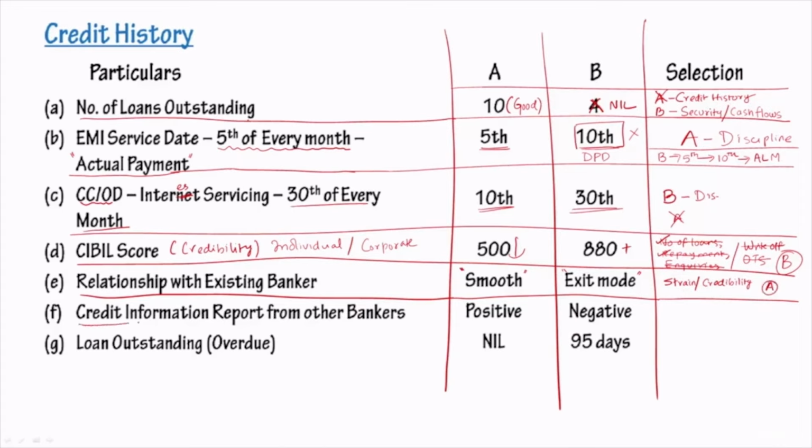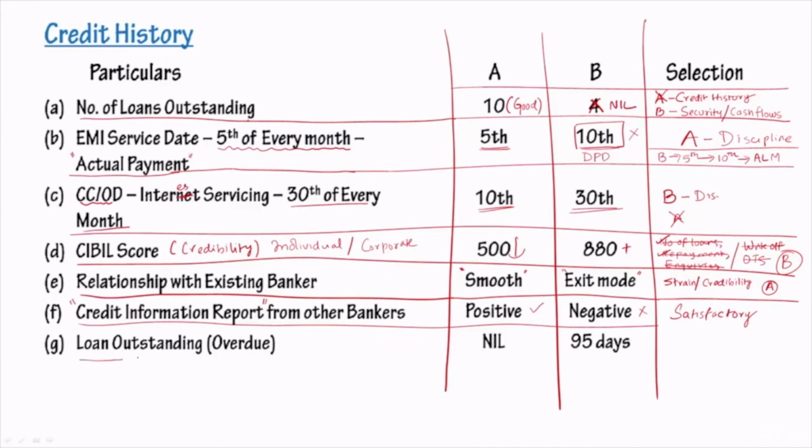And whenever a customer who has a loan with an existing banker approaches a new banker, then the new banker is supposed to get what is known as the CIR. We call it the credit information report. If the CIR is positive, then they'll be okay with that customer. If the CIR is negative, they may not consider that customer. Because in the credit information report, the banker will say whether the conduct of the customer is good or bad. Generally they'll say it is satisfactory or unsatisfactory.